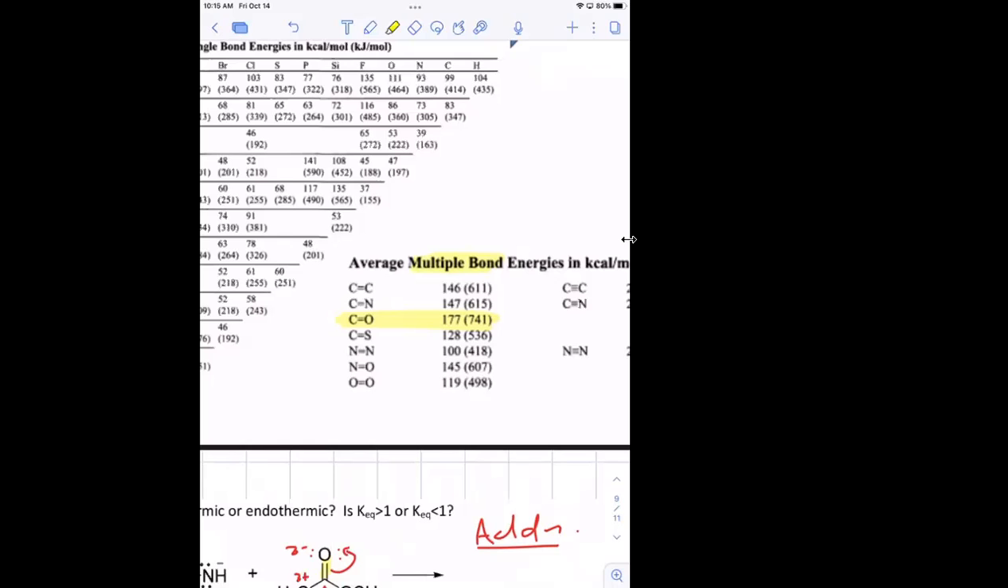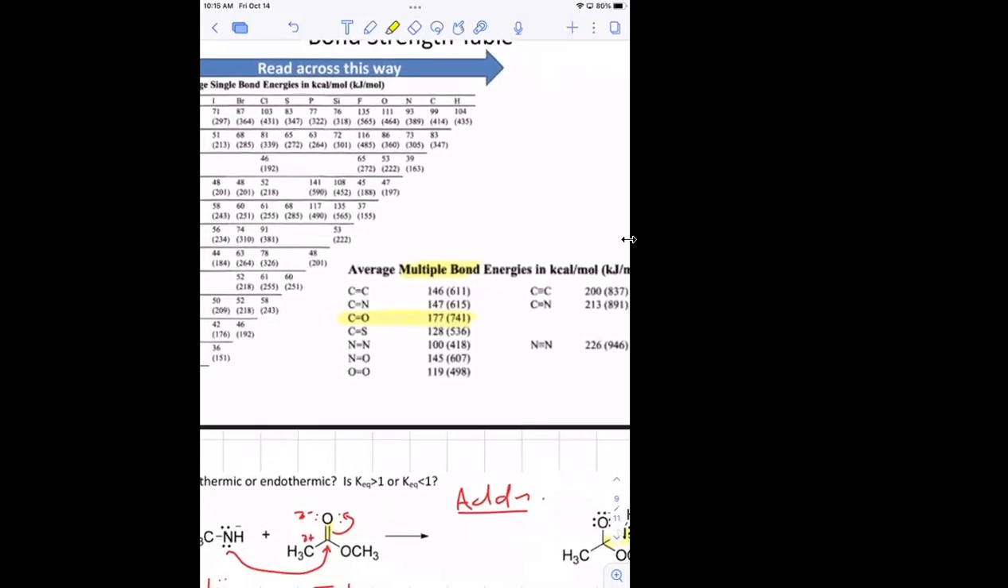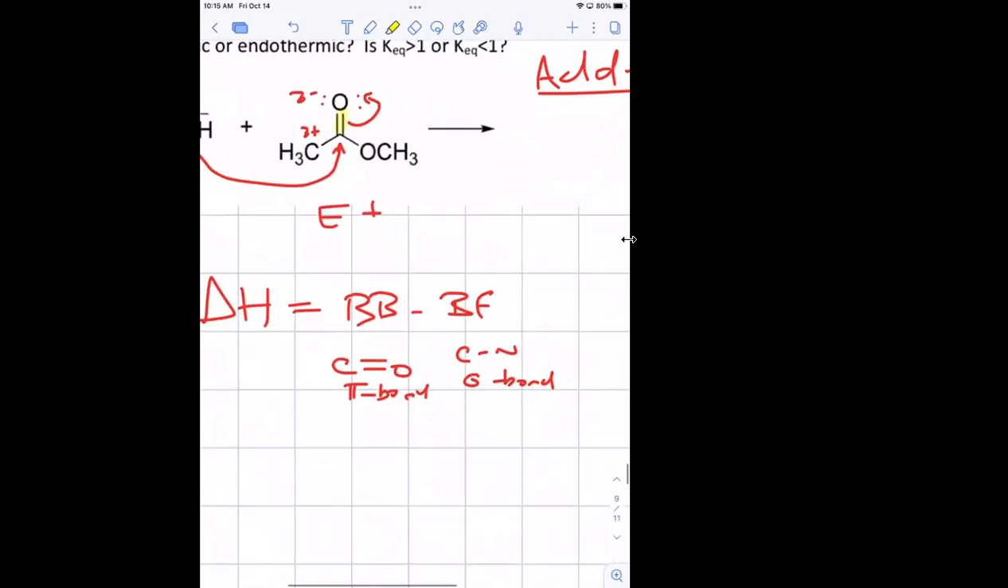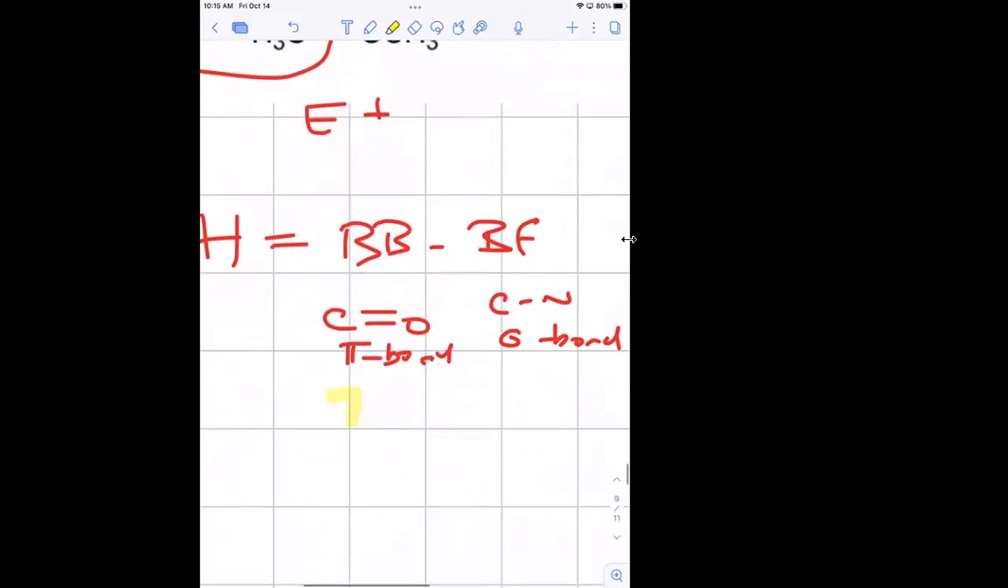So for CO pi, I like to use kilojoules. But the numbers are bigger and the differences look more dramatic. Kilojoules per.